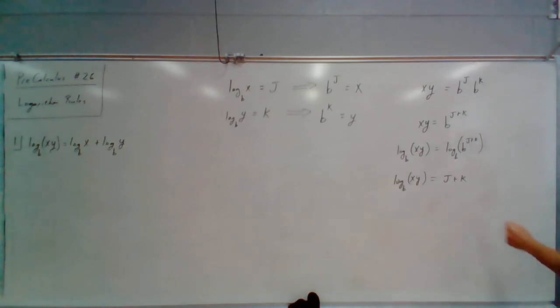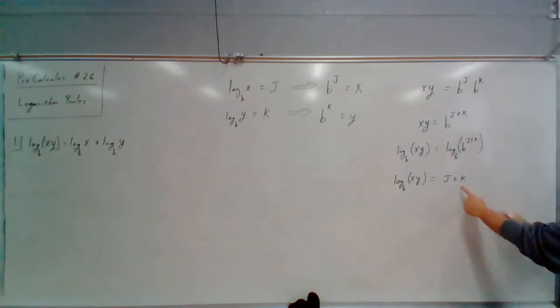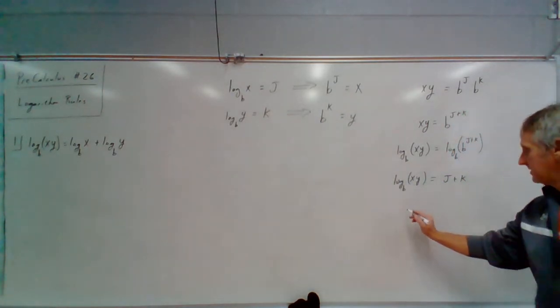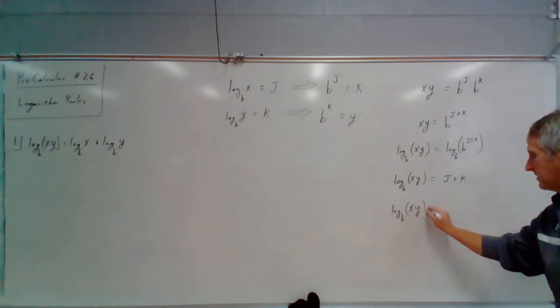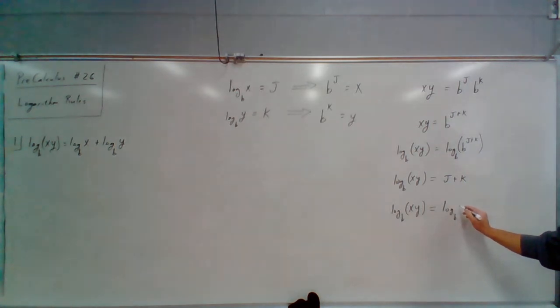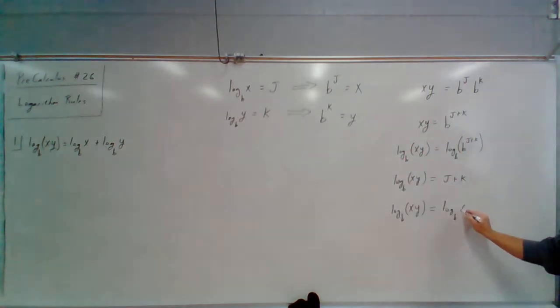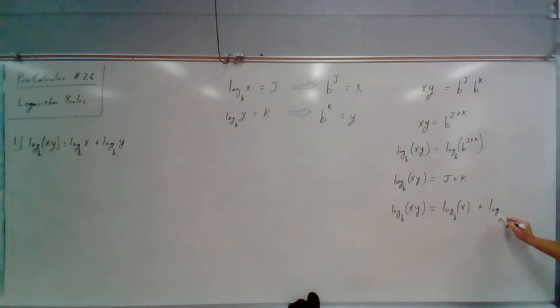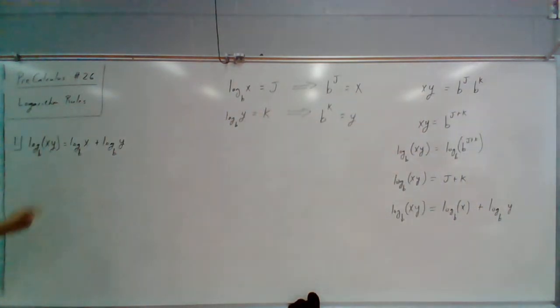Alright, we're almost there. What is j? Well, j was log base b of x. What is k? That's log base b of y. So let's fill in the blanks. Log base b of x times y has to equal log base b of x plus log base b of y. And we have proven the rule that we want to prove.